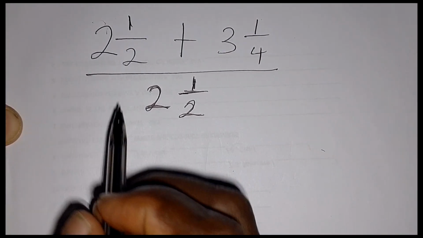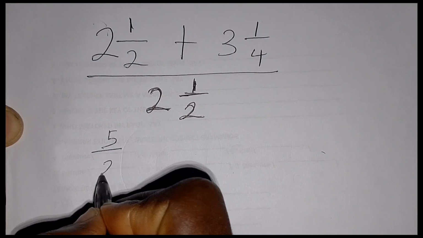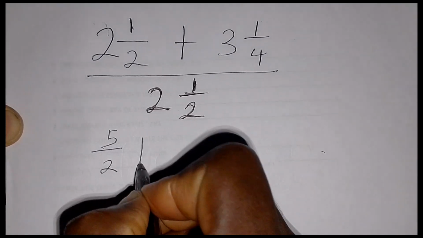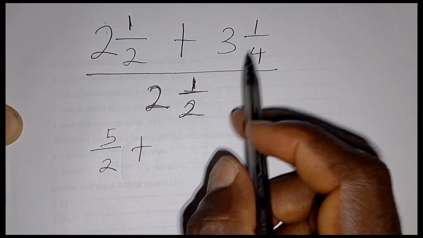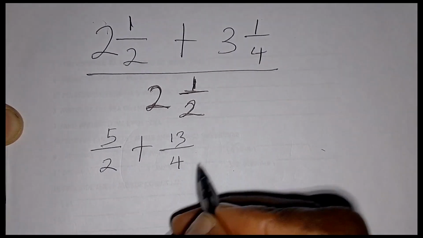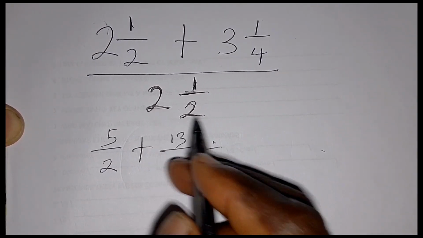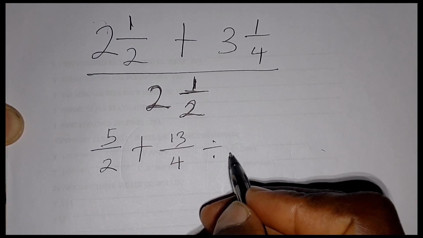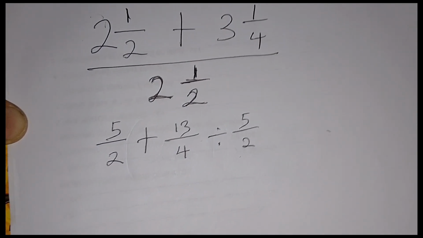So we say 2 times 2 is 4 plus 1, that is 5 over 2, plus 3 times 4 is 12 plus 1, 13 over 4. Now divide by what? We are dividing by 2 times 2 is 4 plus 1, that is 5 over 2.